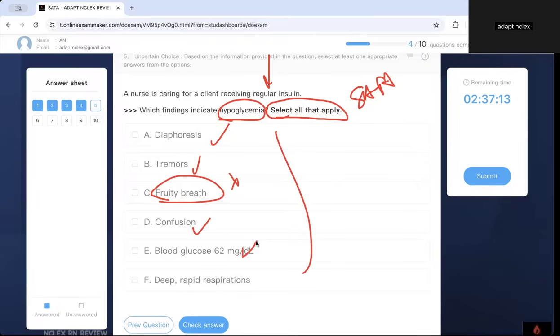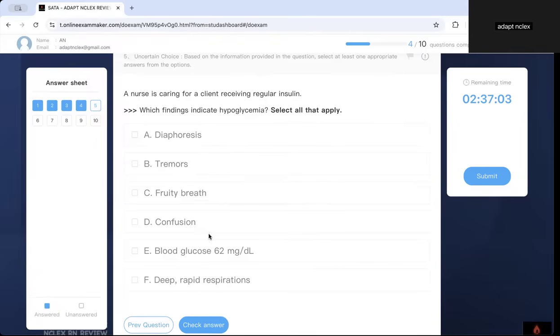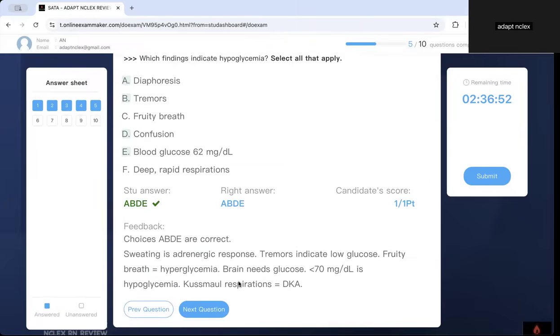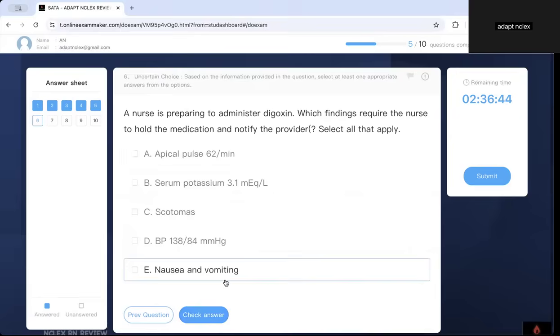Deep, rapid respiration. This is consistent with DKA. Our sugar is low. So you got to pay attention to the words in the question and don't fall for anything they will give you. After you've analyzed the question and bring your content and know what you're looking for, that's what you're going to pick. Therefore, we will pick A, B, D, E based on our content of signs and symptoms of hypoglycemia.